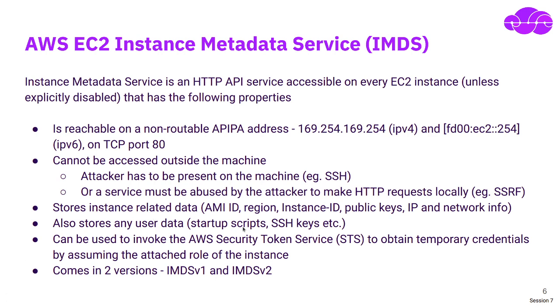The IMDS stores instance-related data, so a bunch of information about what AMI, what region, your instance ID, any public keys, things like that. It also stores user data. While booting the machine, you can provide commands to be run, for example setting up an Apache server. You put all this in a file and pass it as a user data script to the EC2 instance when you're running run-instances. The user data content is present in the IMDS, so you'll be able to access and see the contents of the user data that was uploaded.